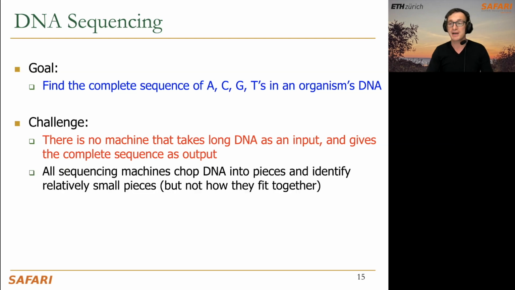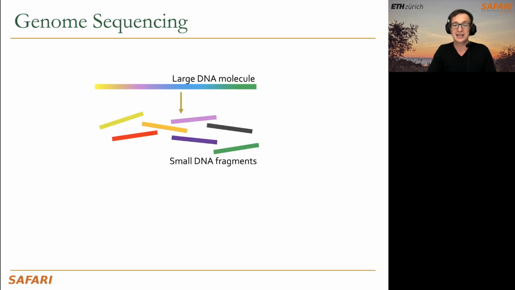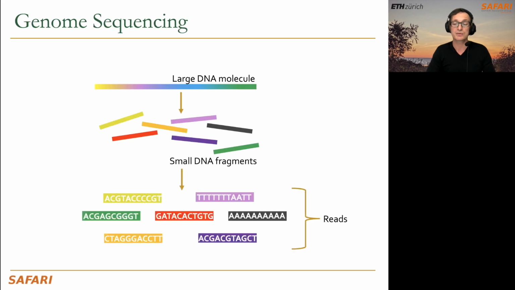Unfortunately, all sequencing machines are choppers. They chop DNA into pieces and identify relatively small pieces, but not how they fit together. So we have a computational puzzle when we're answering all of these complicated questions that build on understanding the DNA. Genome sequencing essentially leads to many small DNA fragments, which we really need to identify.